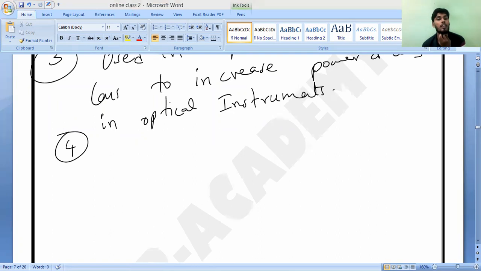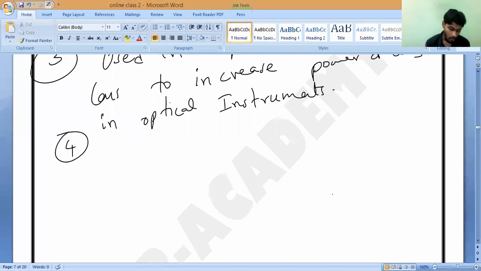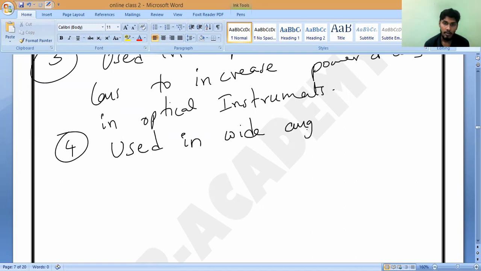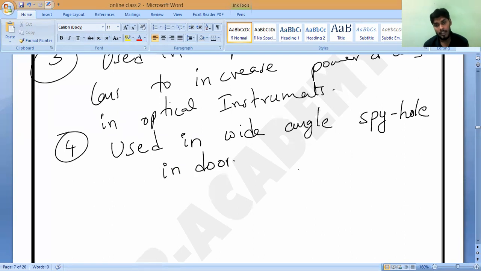Next, concave lens is used in wide angle spy hole in doors. What is the meaning of spy hole? Have you watched it? Suppose you are inside a home. Movies and all you may watch. The door has some small camera entrance. Have you noticed? Yes, a small hole.